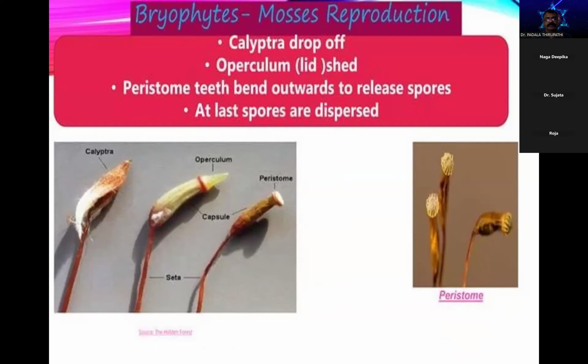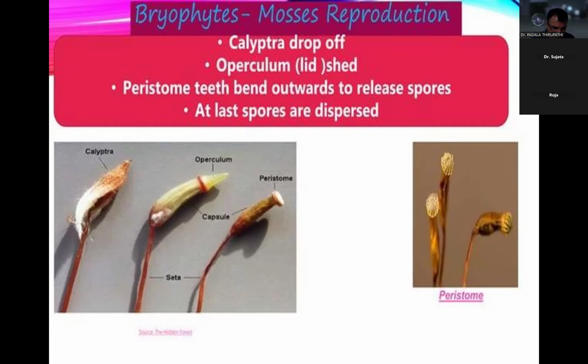Here you're seeing the capsular part. In the left-hand side diagram, you're seeing the capsular part. It consists of three parts: apophysis, theca, and operculum. The operculum, the cap-like structure you're seeing, will be dehisced.